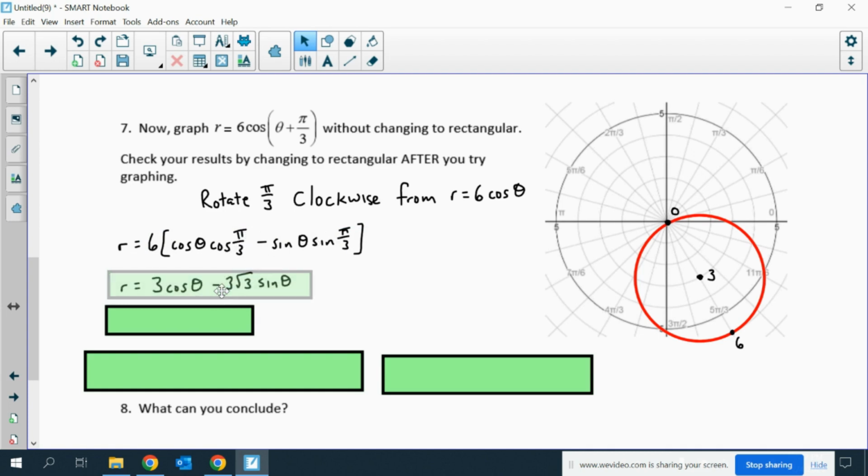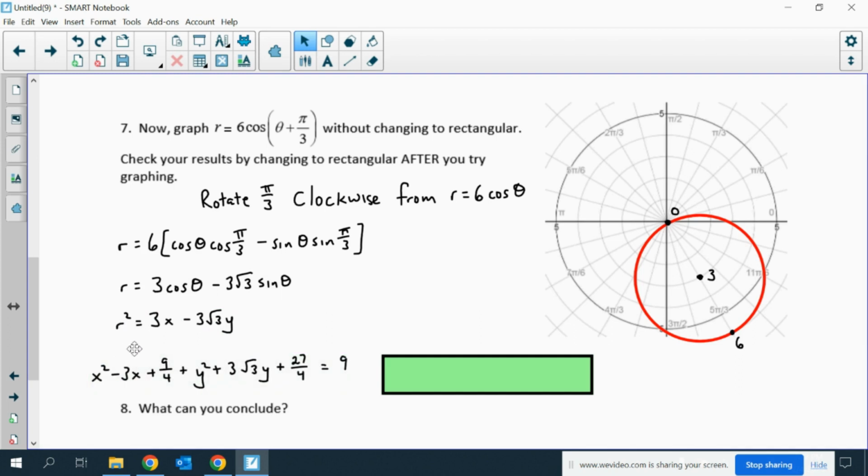So I use the cosine cofunction identity, which changes the sign. Cosine of pi thirds is 1/2, so 6 times a half gives me 3. Sine of pi thirds is root 3 halves, so 6 times that gives me 3 root 3. I change cosine to x over r and sine to y over r, multiply the r's over, change this to x squared plus y squared, subtract 3x, divide by 2 and square, add root 3 y over to the left side, divide by 2 and square that. 9 fourths plus 27 fourths is 36 fourths, which is 9. So I added 9 to the left, I have to add 9 to the right.